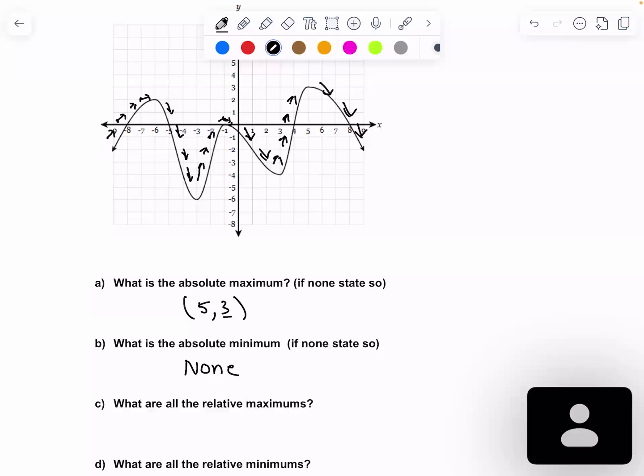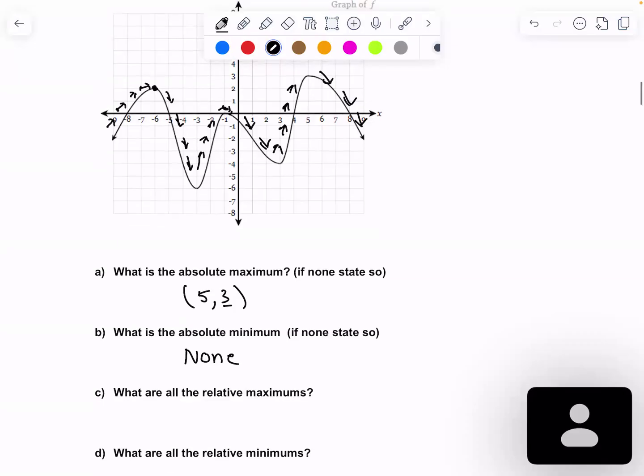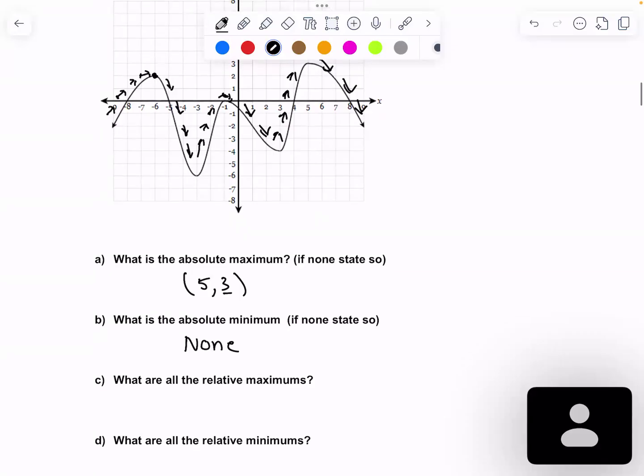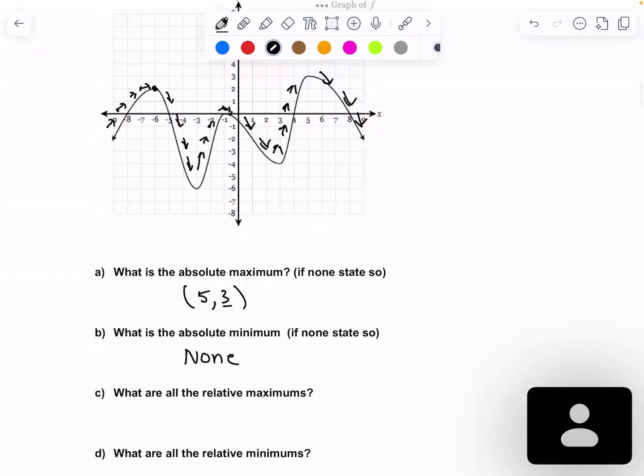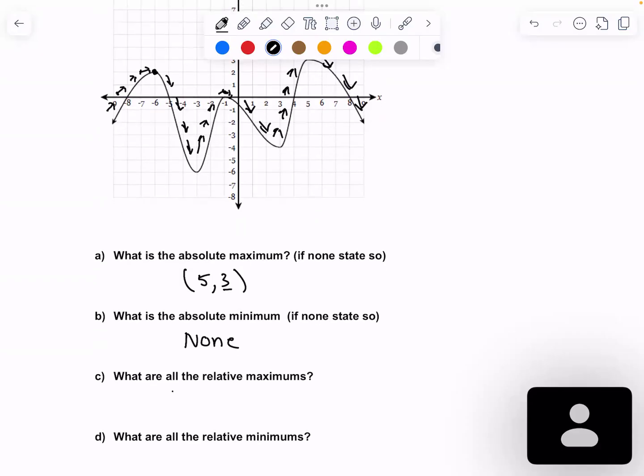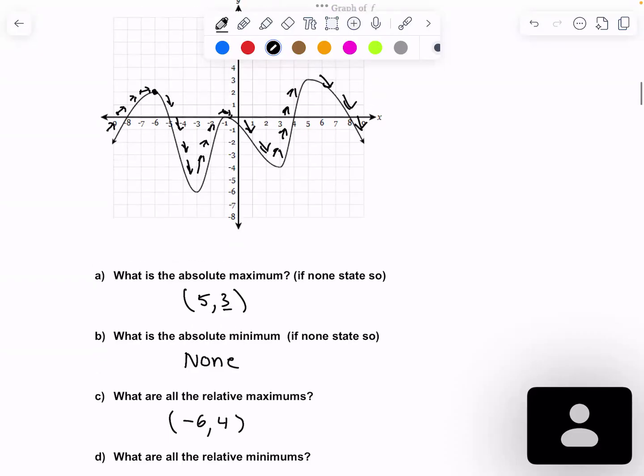So that looks like right here. That would be a relative max, because after that point, it starts changing from increasing to decreasing. Think of it like the highest point in the area. So this would be (-6, 4), or actually (-6, 2). Sorry.